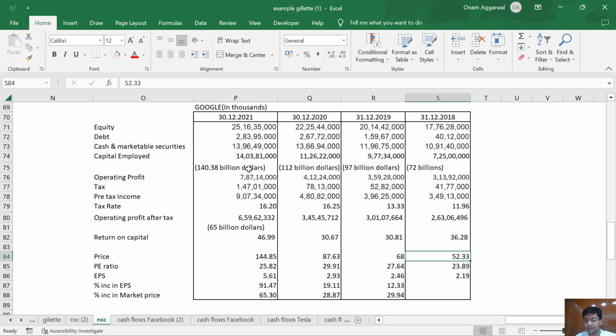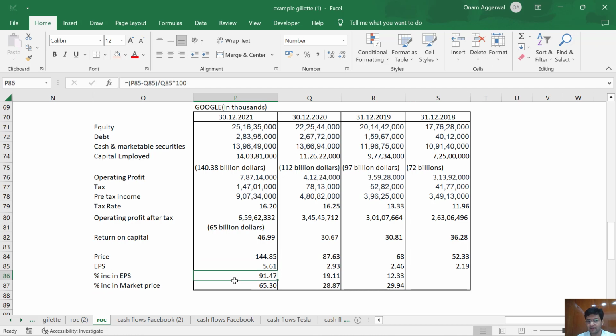Now look at what happens to the price of Google as compared to its EPS. The price of Google is rising, and its EPS is also rising. The percentage increase in EPS is 12%, 19%, but look at what happens to the percentage increase in market price. It increases by 30% as compared to the last year, and it again increases by 30% as compared to last year in financial year 19-20. And again, since it has such a huge increase in EPS, it was bound to increase, and it increased much more than in the previous years.